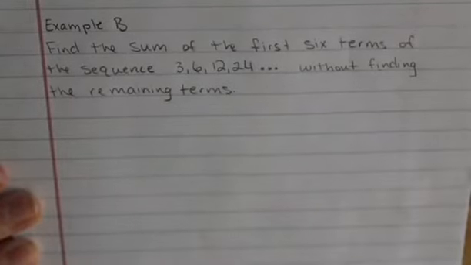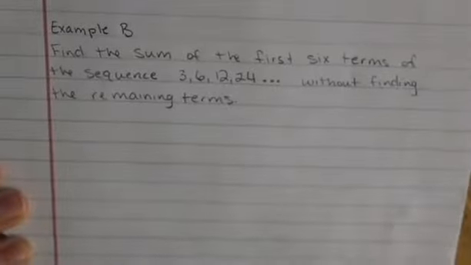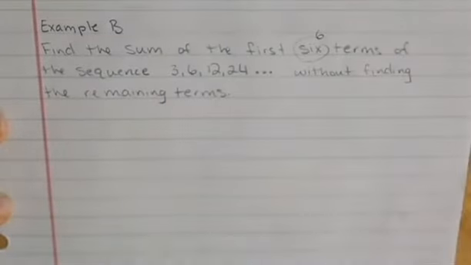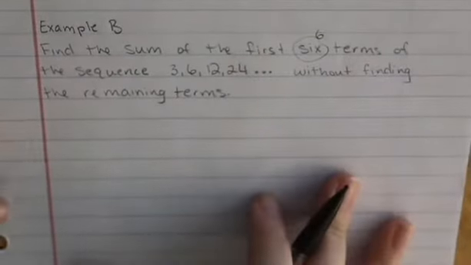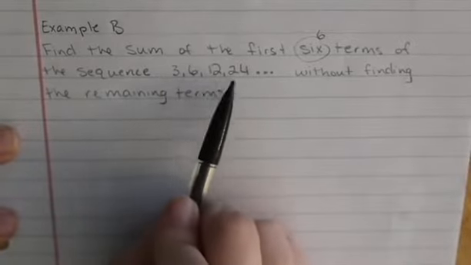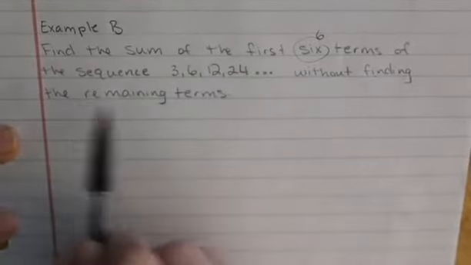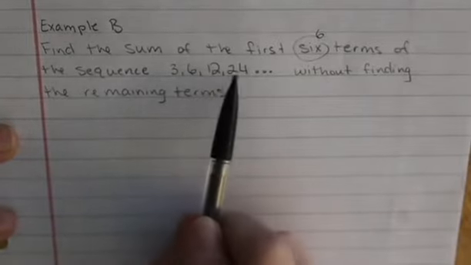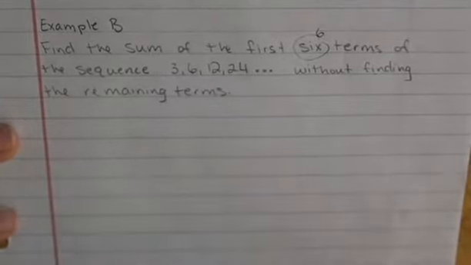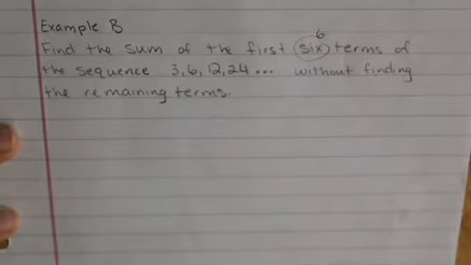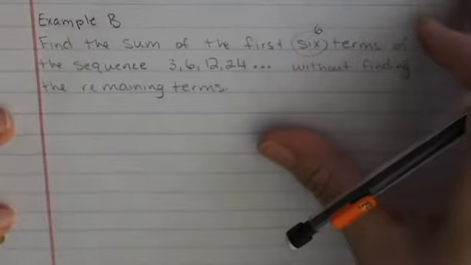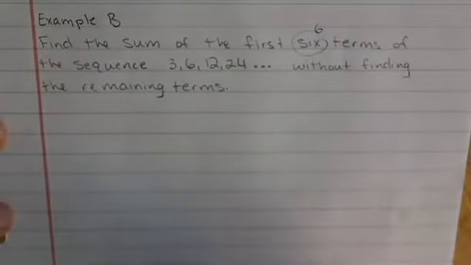Okay, example B says, find the sum of the first 6 terms of the sequence. So I'm going to circle the 6. The sequence is 3, 6, 12, 24, without finding the remaining terms. So we know that 3 to 6, 6 to 12, 12 to 24, our rate is 6 divided by 3, which is 2. So I'm going to write down what I know for this.